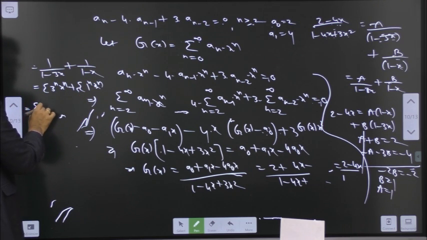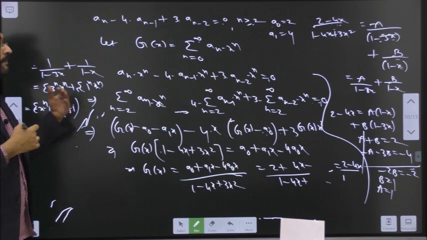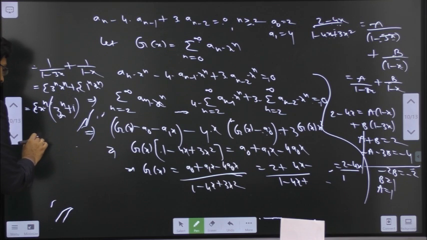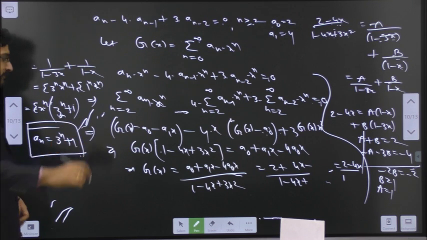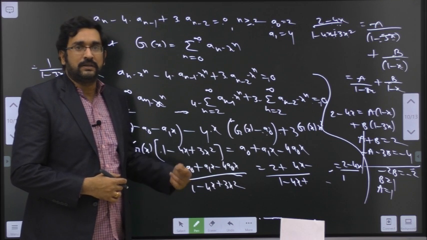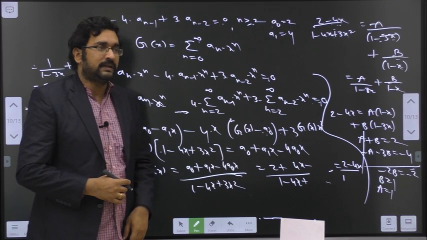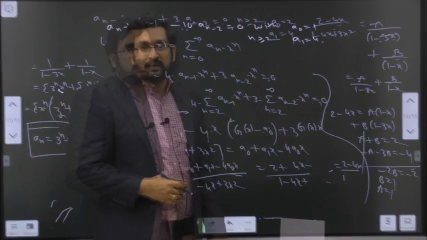Take sigma x power n common. So we will get 3 power n plus 1. So comparing on both sides, we will get a n equal 3 power n plus 1 is the solution for the given problem. So therefore a n equal 3 power n plus 1 is the solution for the given recurrence relation. Now one more problem.